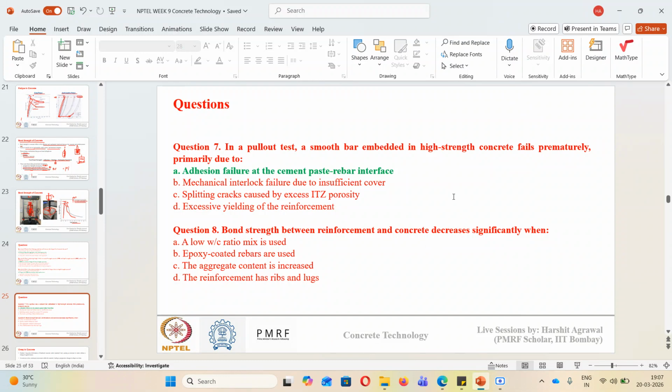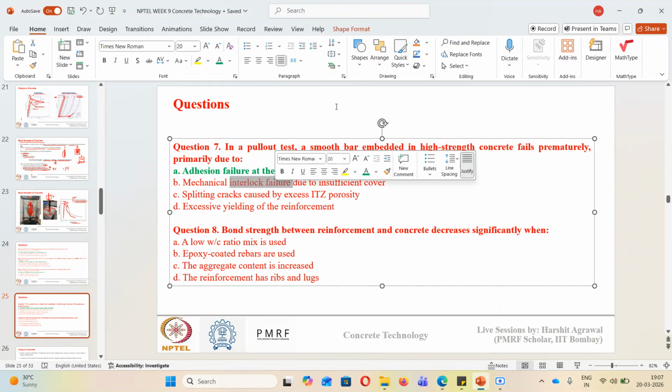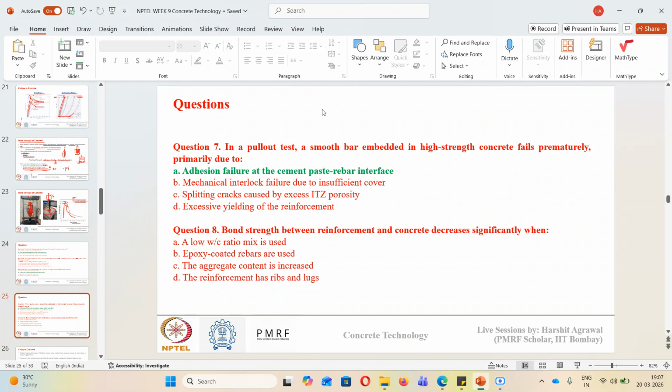Mechanical interlock may not be affected, because mechanical interlock is determined by the presence of ribs. So either in a smooth bar or a deformed rough bar, if there are ribs present, mechanical interlock will be there. Though due to smoothness that interlock value will also reduce, the main culprit is the adhesion here.